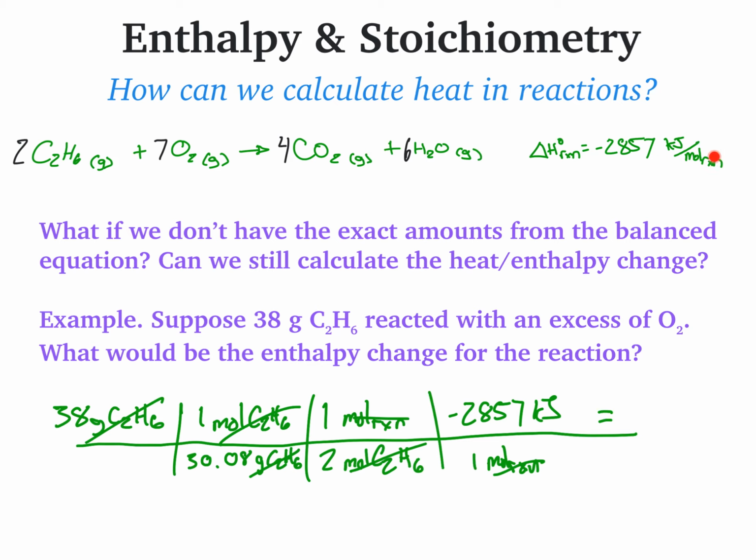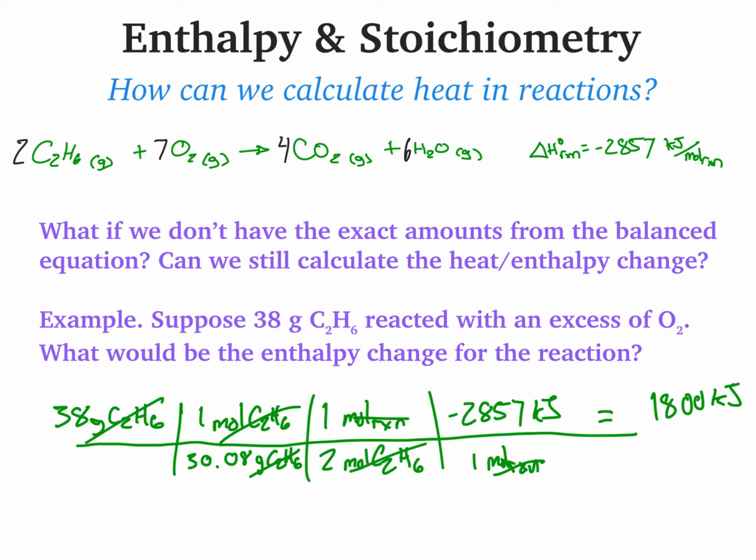Sometimes this unit will not have mole reaction on it. It'll just say kilojoule per mole, or maybe it will specify it per mole of one of these components as well. So we want to make sure that we're comfortable with that and aware of that. But at this point, we can plug it into our calculator. And if I'm using appropriate significant figures, the answer should be 1,800 kilojoules.